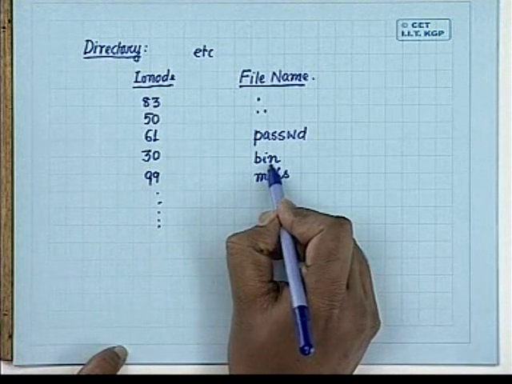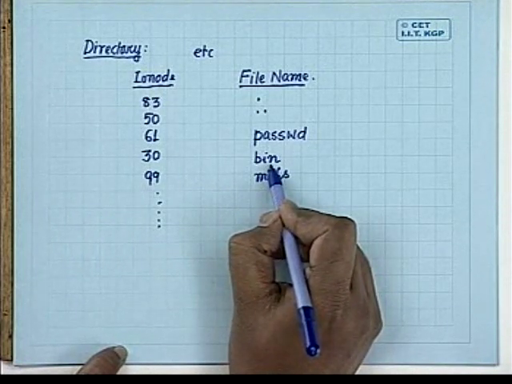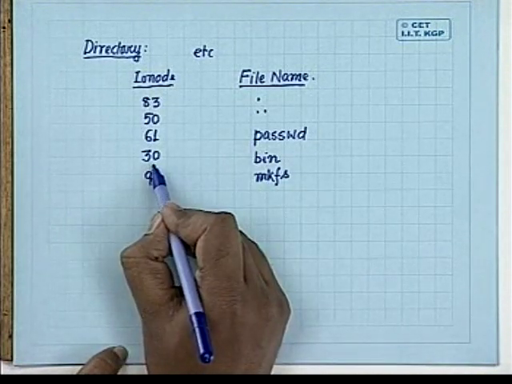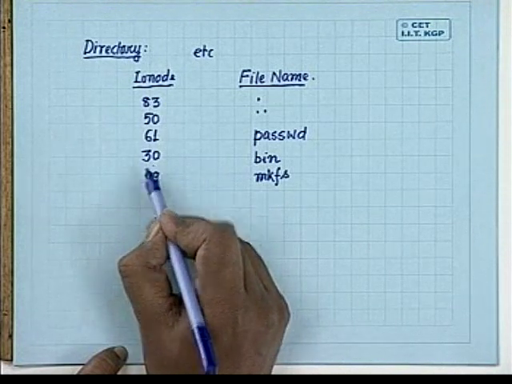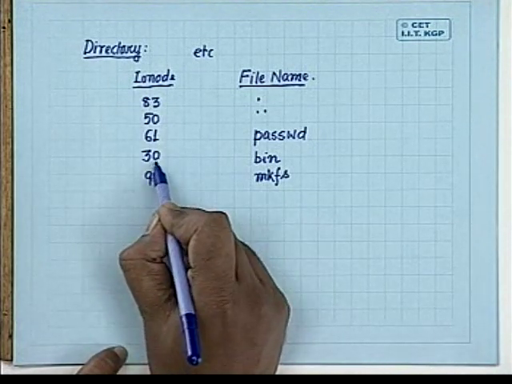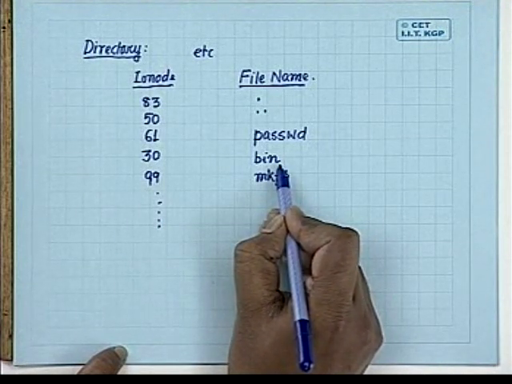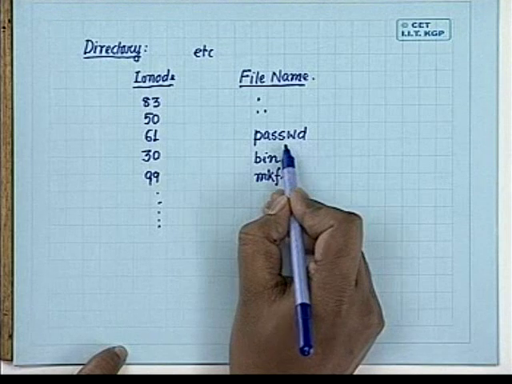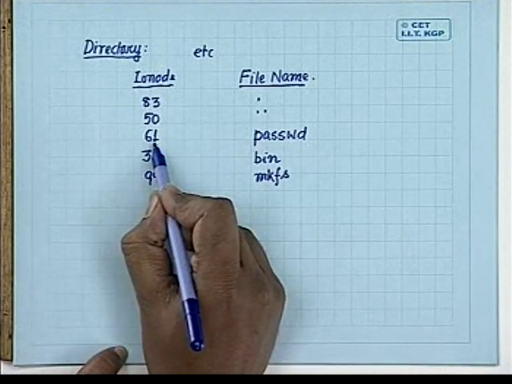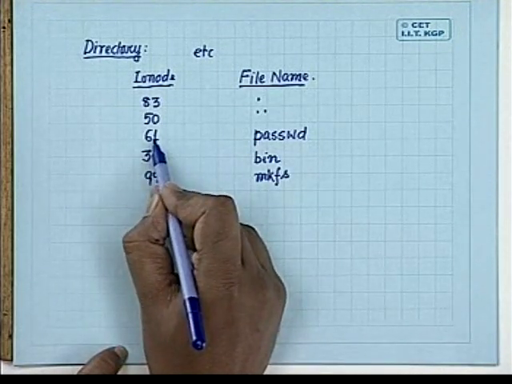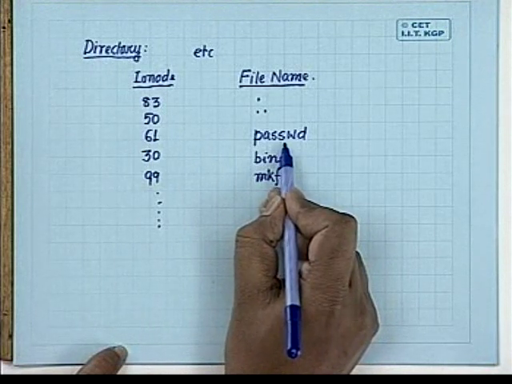Now, when I said bin is a subdirectory for which the corresponding inode number is 30, in the type field of inode number 30 it will be indicated whether this is a directory or a file. Password is a file, and the corresponding inode number is 61. So in inode number 61, it will be indicated whether password is a file or a directory.